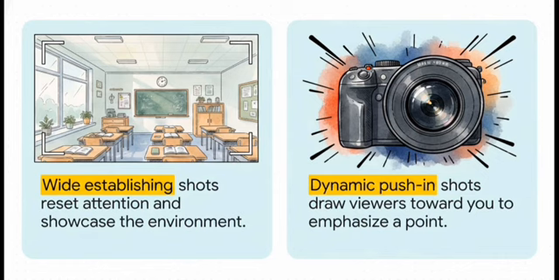But on the other hand, we have the dynamic push-in. This is where you physically move the camera closer or you use a really smooth digital zoom in post-production. A slow push-in forcefully directs a distracted mobile viewer's eye. It visually communicates that you're leaning in because what you are about to say is absolutely vital.